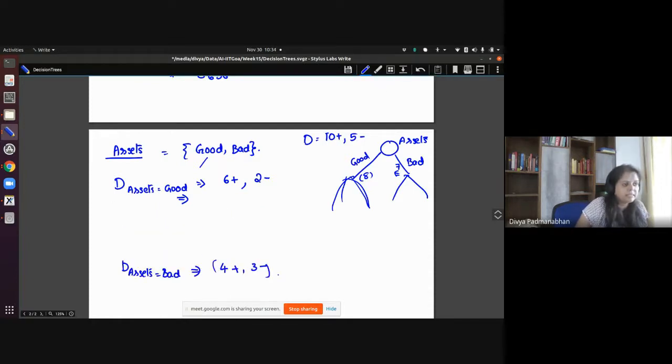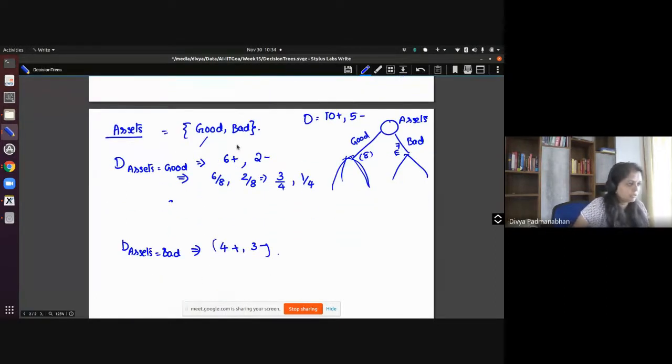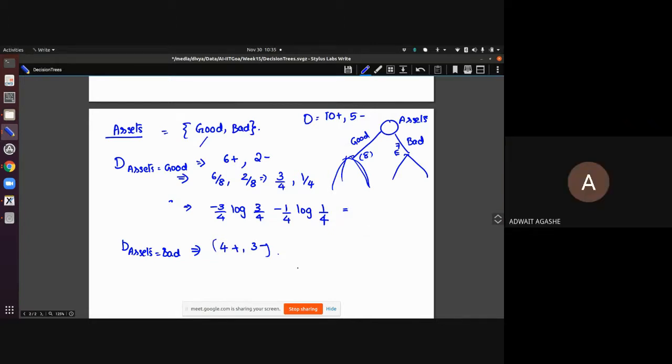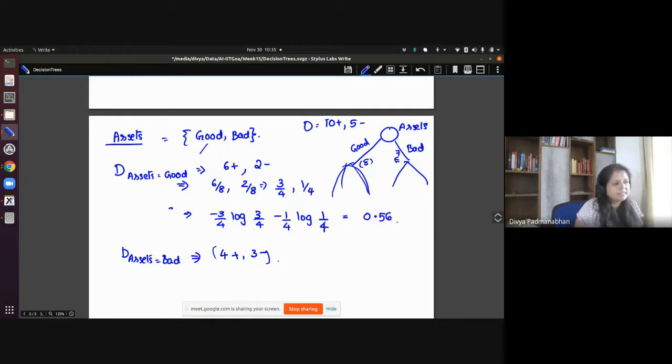In the good branch, we have 6 plus and 2 minus. So the probabilities are 6 by 8 and 2 by 8, which is 3 by 4 and 1 by 4. And the entropy is, can someone tell me what this value is? Let's stick to the natural log because we're using it here. The way you compute it is minus 3 by 4 log 3 by 4 minus 1 by 4 log 1 by 4. What's this value? 0.56. Okay, fine. So there is some reduction in the entropy, which means there's some reduction in the randomness. So assets equal to good is in some sense helping you.